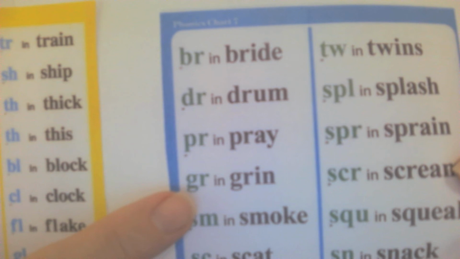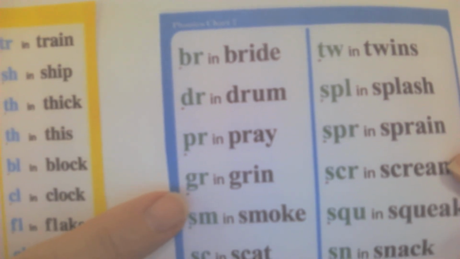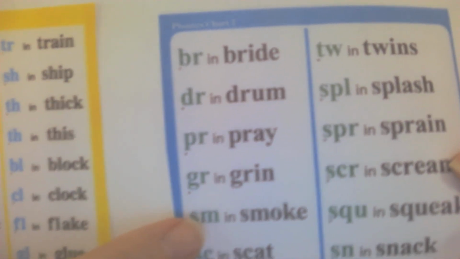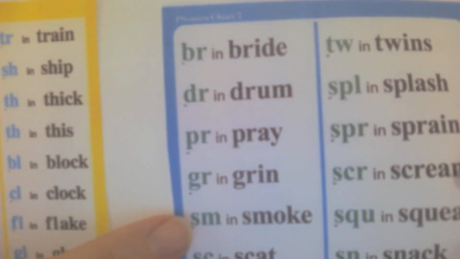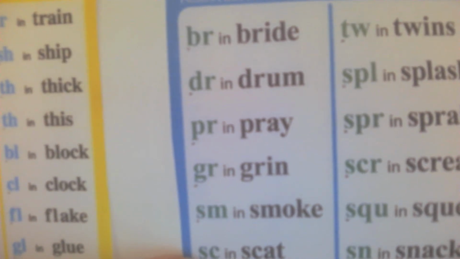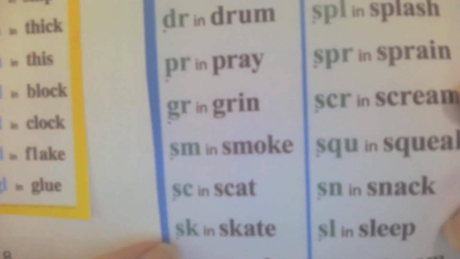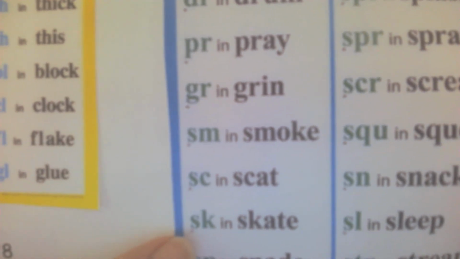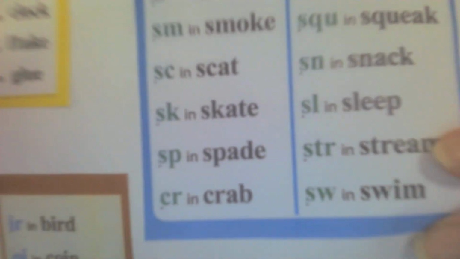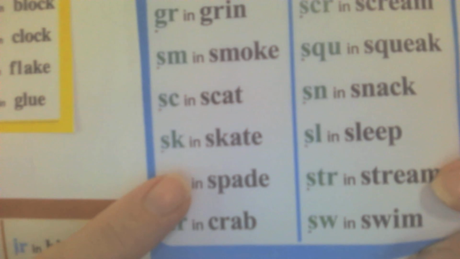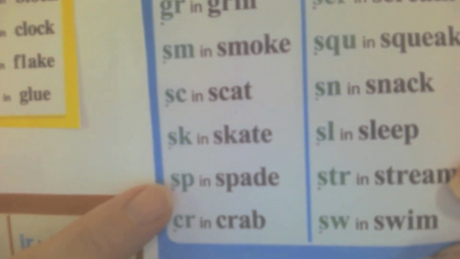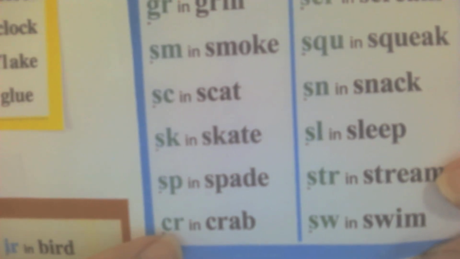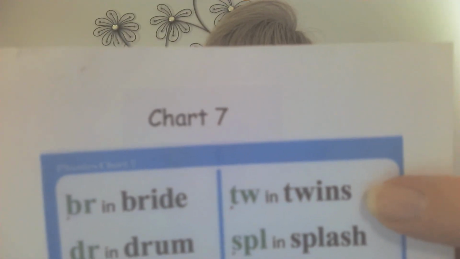P-R, purr and pray. Your turn. S-M, sn, and smoke. My turn. S-K, sk, and skate. That's your turn. My turn. C-R, cur, and crab. Okay, now we're back to the top. Your turn.